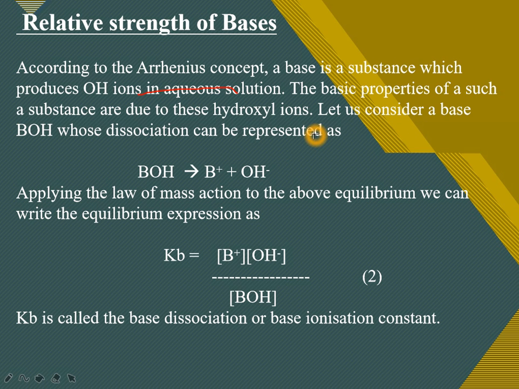Let us consider a base, BOH, whose dissociation can be represented as BOH gives B plus and OH minus. By applying the law of mass action to this equation, we can write Kb is equal to the concentration of B plus times the concentration of OH minus divided by the concentration of BOH. Here Kb is called the base dissociation constant or base ionization constant.